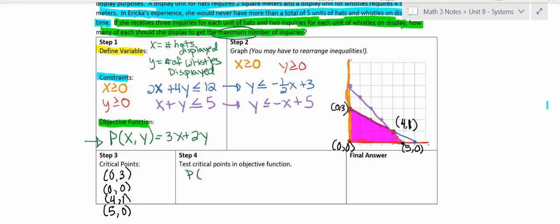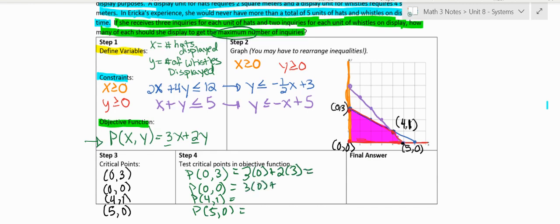So I'm going to put in (0, 3), (0, 0), (4, 1), and (5, 0), and we're just going to evaluate. I'm using this objective function. So 3 times 0 plus 2 times 3. 3 times 0 plus 2 times 0. 3 times 4 plus 2 times 1. And 3 times 5 plus 2 times 0. And the different values we get: 6, that's 0, that's going to be 14, and this is 15.